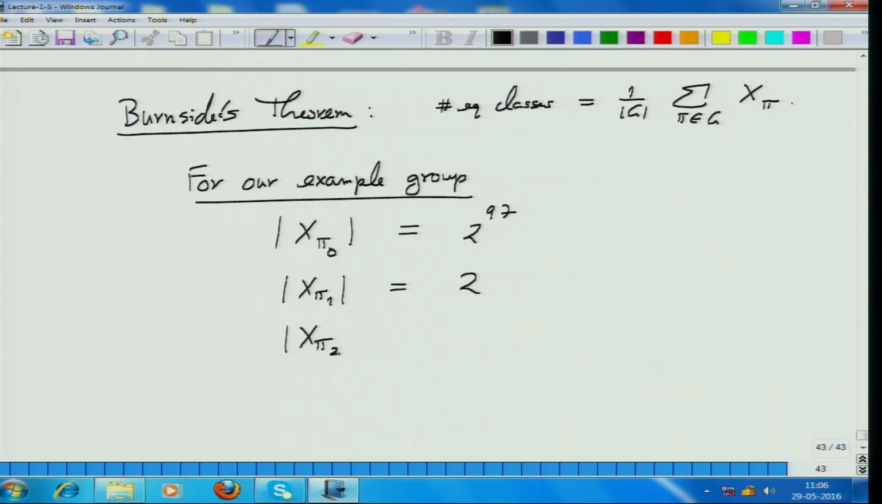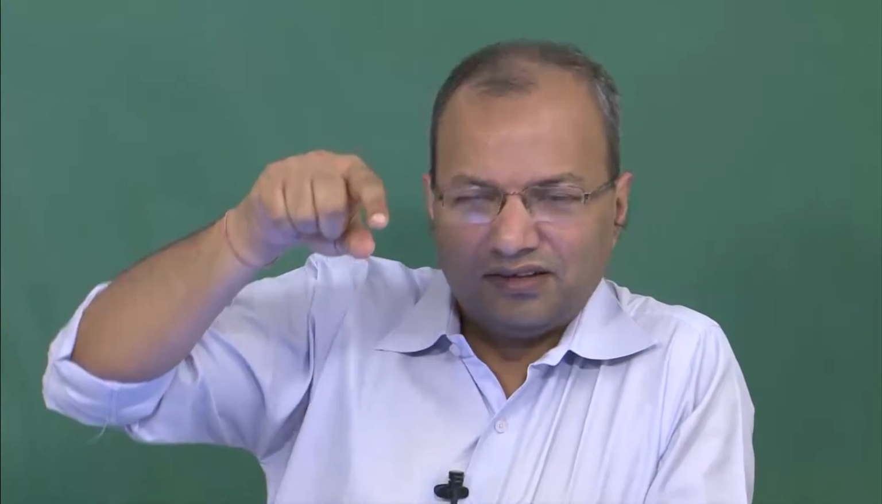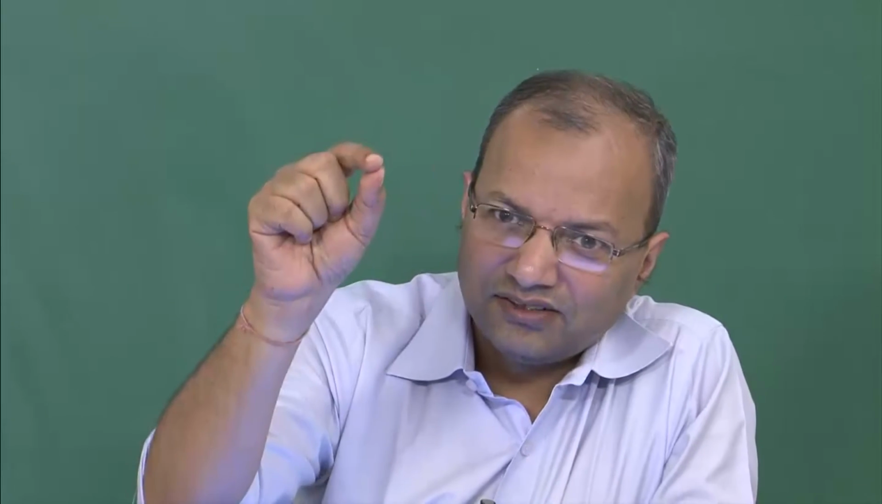How about x pi 2? Here 0 goes to 2, 1 goes to 3. So 0 and 2 must have the same color, and 1 and 3 must have the same color. So 0, 2, and 2 goes to 4, so 0, 2, 4, 6, 8. These even numbers must have the same color. 1, 3, 5, 7, 9, odd numbers must have the same color. Counted modulo 97. So the next observation is that when you start moving from 0, 0, 2, 4, 8, when you come to 98, that is just 1.